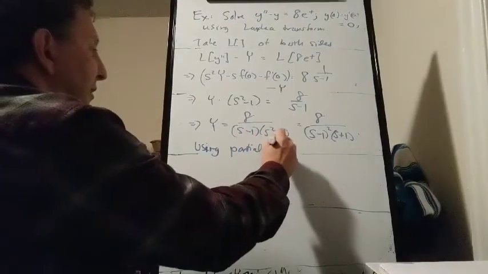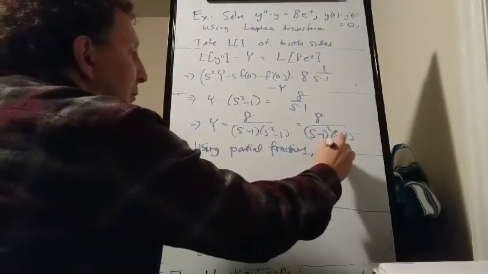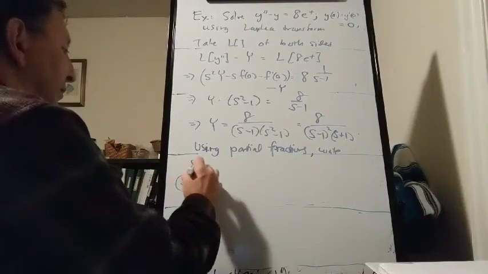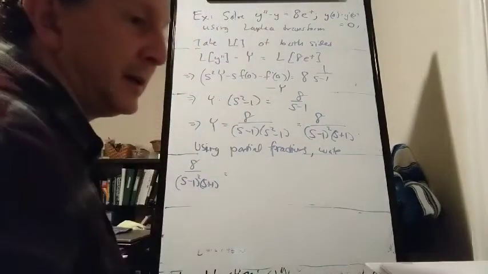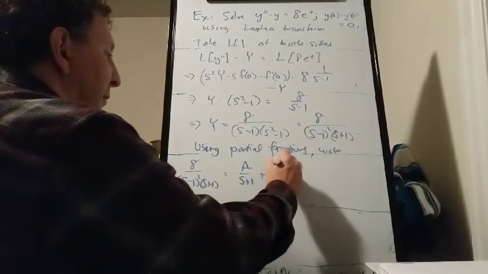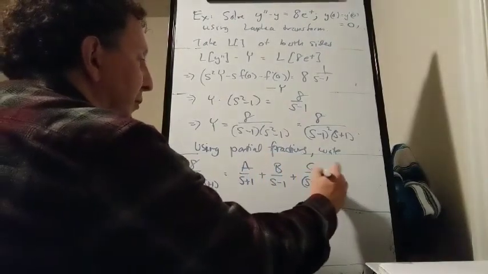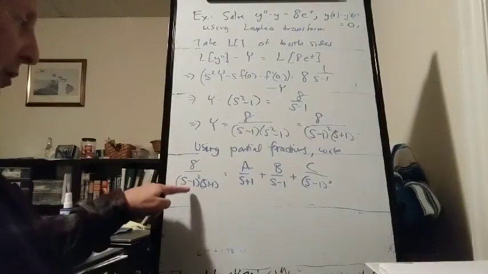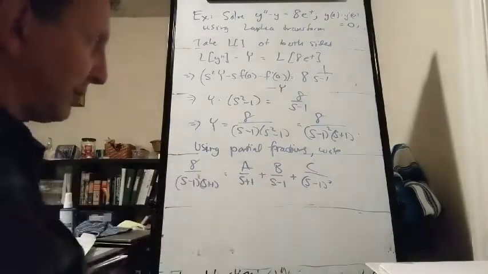So using partial fractions, we'll write 8 over s minus 1 squared s plus 1 as A over s plus 1 plus B over s minus 1 plus C over s minus 1 squared. Because when you have a factor to a power, you have to consider all of the exponents from 1 up to that power. So we need s minus 1 to the first and s minus 1 to the second.